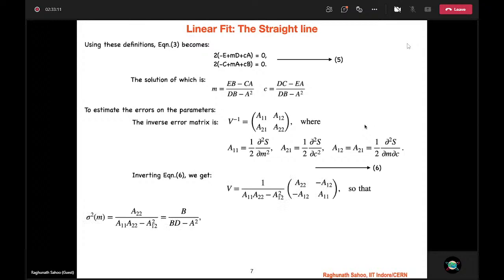So finally I get sigma squared m, sigma squared c. So I wanted the errors on the value of m and c, which I got from the equation below 5, and then from the equations which I have written for sigma squared m and sigma squared c. So finally I have the parameters m and c and their corresponding errors. So this is the calculation you have to do for straight line fitting, and the covariance term also.